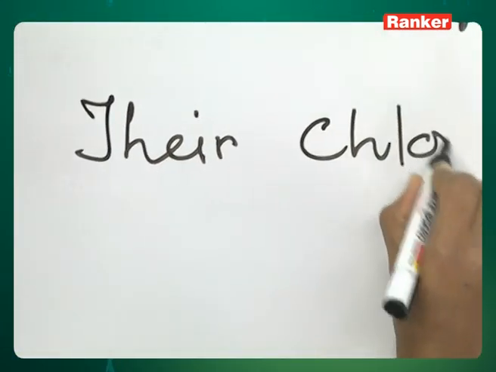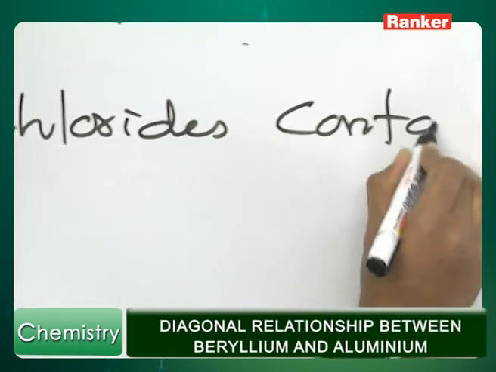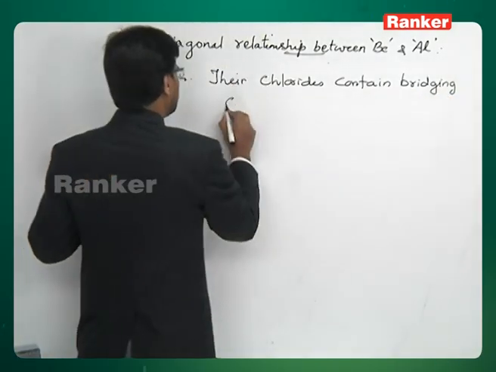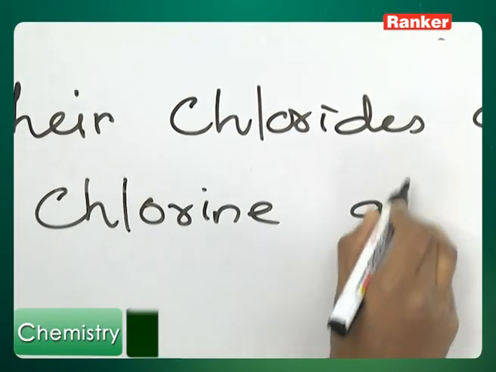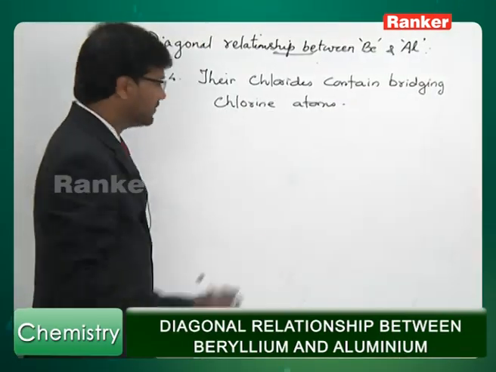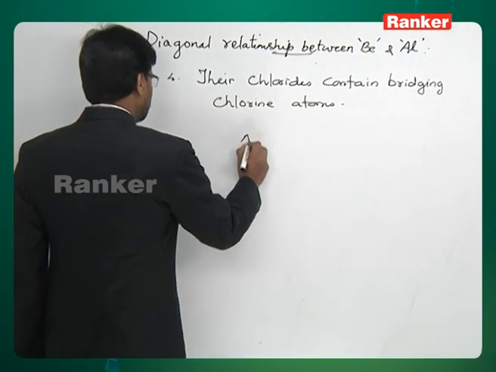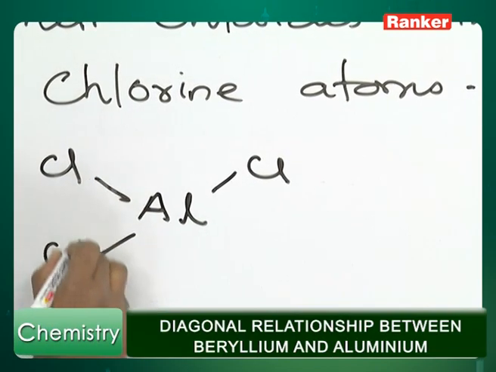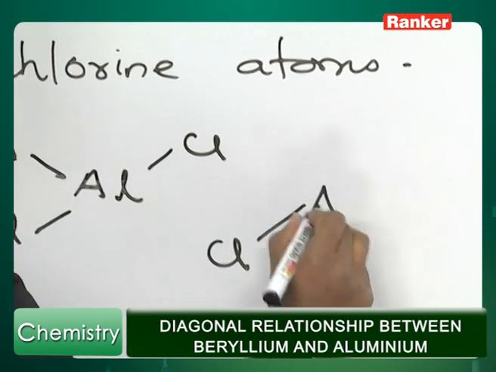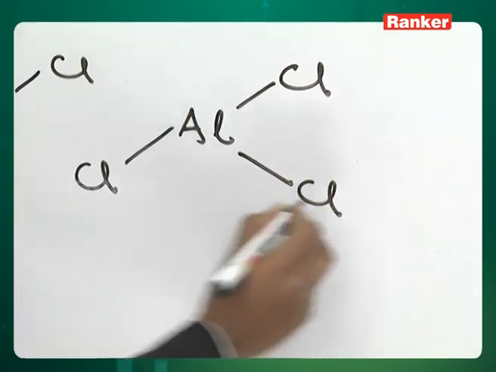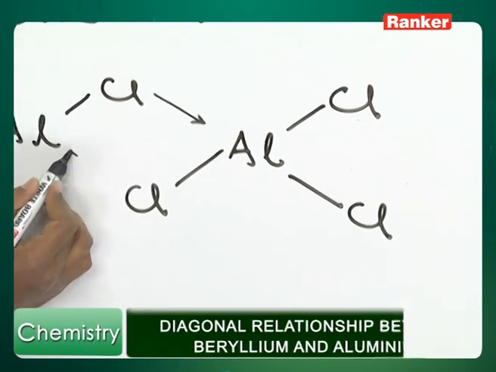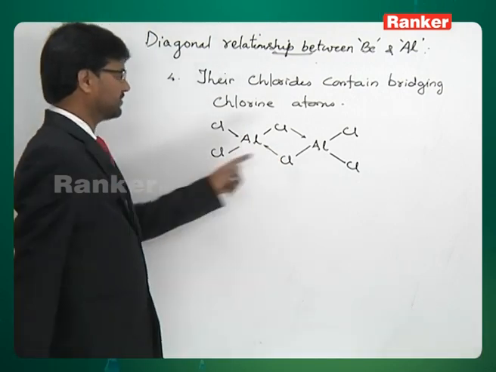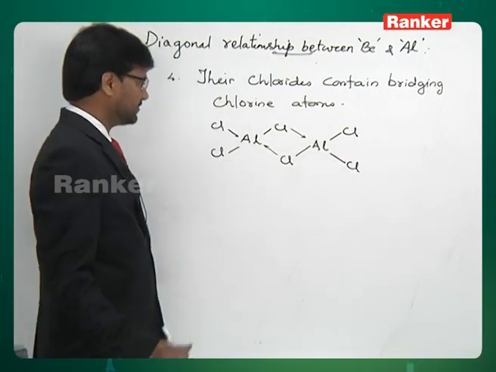Their chlorides contain bridging chlorine atoms in their structures. Look at the structure once again. This is the structure of AlCl3. You can see it exists as a dimer. These are two molecules of AlCl3 which join in this manner and form a dimer. So these two chlorines are bridging chlorines. These are terminal chlorines. It has 4 terminal chlorines and 2 bridging chlorines.